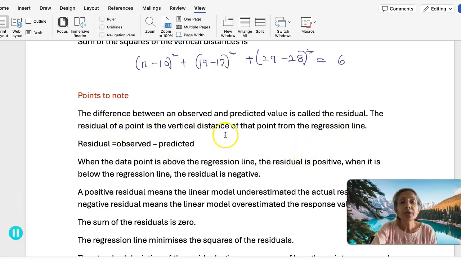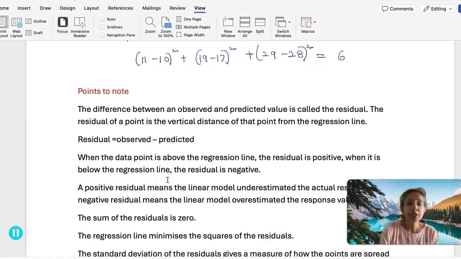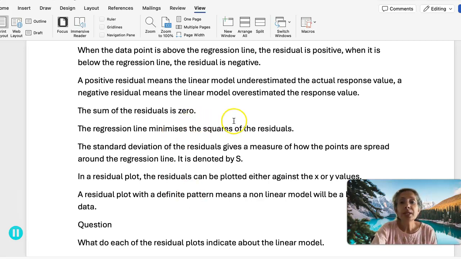The residual of a point is the vertical distance of that point from the regression line. Residual is basically observed minus predicted. When the data point is above the regression line, the residual is positive. When it is below the regression line, the residual is negative. A positive residual means the linear model underestimated the actual response value, and a negative residual means the linear model overestimated the response value.